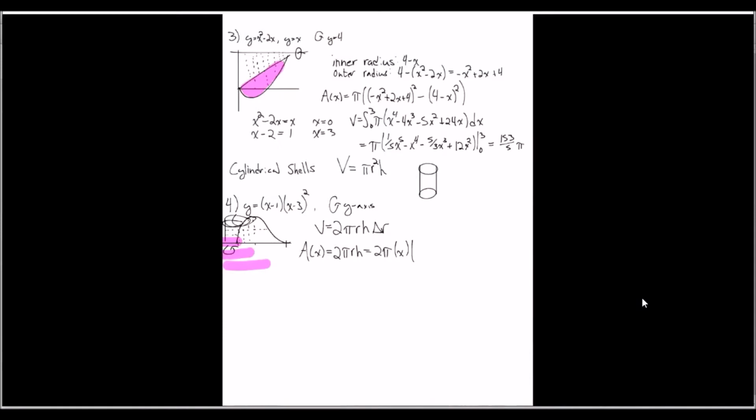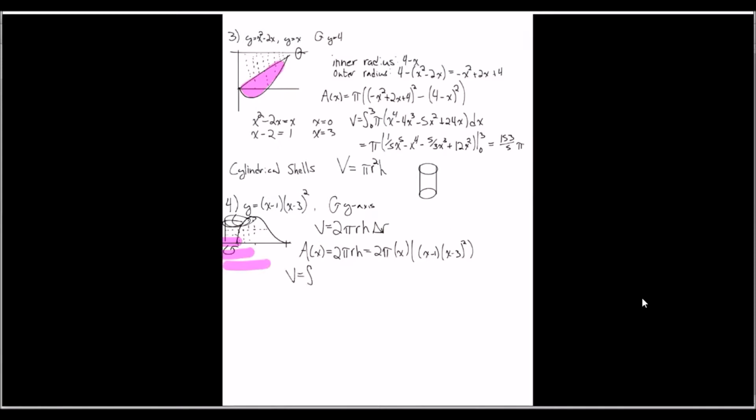Now the height is given by the function, our y. So in terms of x, we've got x minus 1, x minus 3 squared. Luckily, we don't have to square the y term like we had to do in the circle case, because that can get kind of messy. So now that we've got our area term, we can go ahead and find what our volume is.